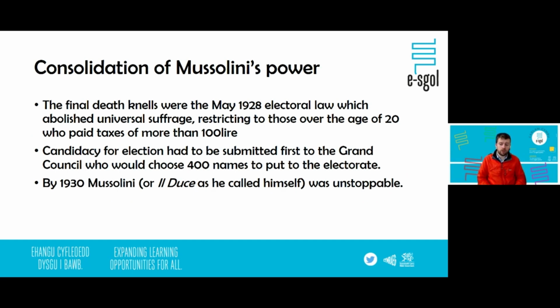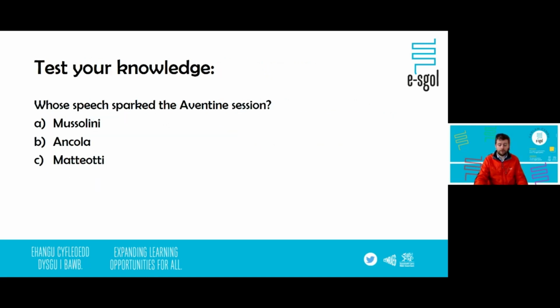It restricted voting to those of the age of 20 who paid taxes of more than 100 lira per year. Candidacy for an election had to be submitted first to the Grand Council, who would choose 400 names to put to the electorate. The electorate would vote as a whole. If they agreed with the 400 names, they'd go forward. If they disagreed with the 400 names, back to the beginning, Grand Council would pick another 400 names. So it gave the fascist Grand Council massive power over this political process. And by 1930, Mussolini, or Il Duce, as he was now called, or as he now called himself, was unstoppable. So in that period of 8 years, he consolidated his power massively.